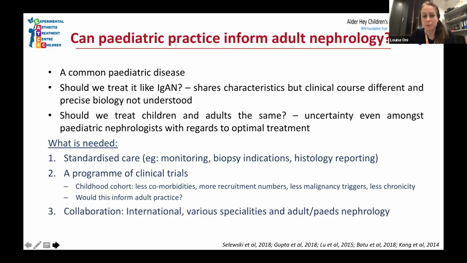But importantly, we need a program of clinical trials, and maybe within a childhood cohort, this would be preferable because we have bigger numbers, we have less comorbidities, we have less other triggers such as malignancy. But we don't know whether the trials in children would inform adult practice because, again, our children are likely to have a much better outcome than adults with the disease. But what is needed is international collaboration. It's a disease that spans various specialities, including our pediatric rheumatology colleagues, but also gastroenterology, sometimes dermatology. And the adult and pediatric nephrologists need to begin to work together so that we can try and focus our attention on this disease and build our evidence base to improve the outcomes that we see.